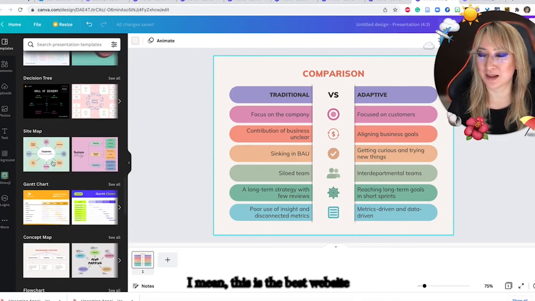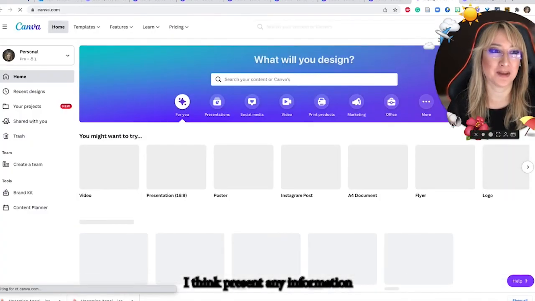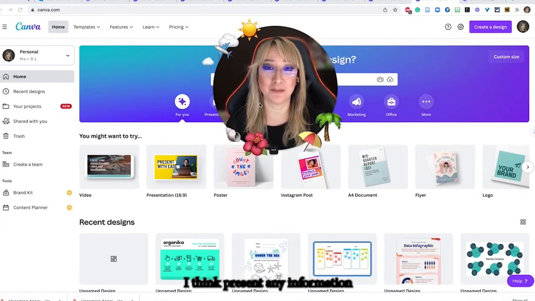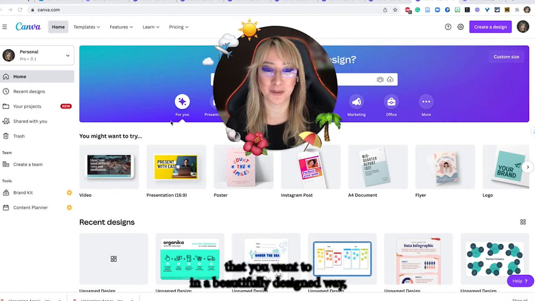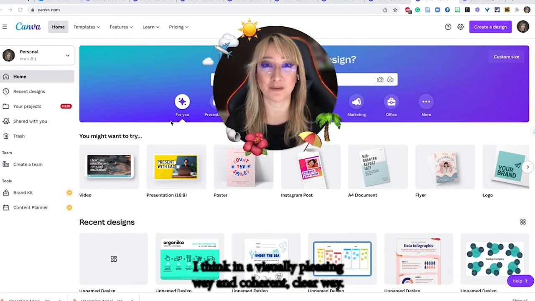I mean, this is the best website that I know of that will help, I think, present any information that you want to in a beautifully designed way. It helps us to be able to convey complex messages, I think, in a visually pleasing and coherent and clear way.